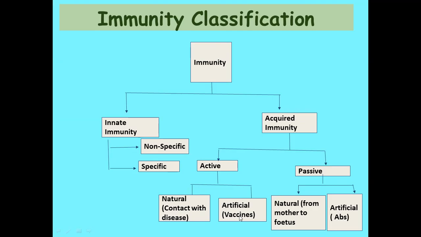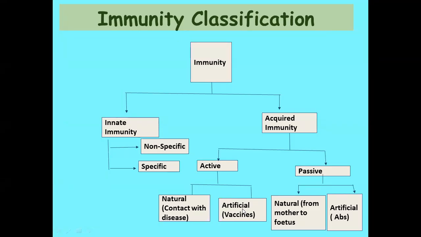And artificial is the one without any infection. We are removing the antigenic factor and, with only the immunogenic factor, we are introducing vaccines and making resistance against the disease. This is called artificial active immunity. Here we depend on our own immune system, but the vaccines introduced may be killed or live, or tetanus toxoid.